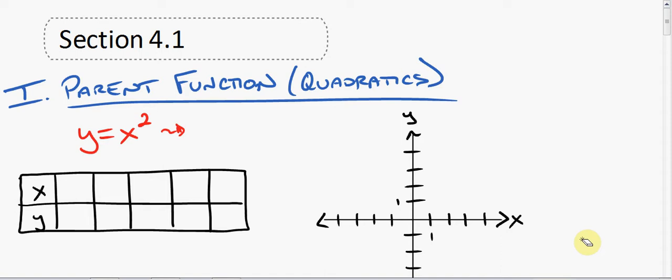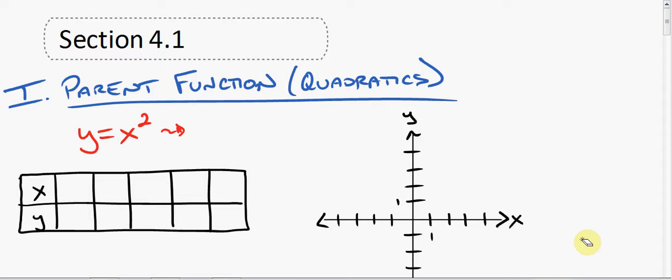This is section 4.1 part 1, and we are going to begin looking at the graph of a quadratic equation. And as always, when we look at a new type of graph, we're going to first analyze the parent function, which we've done for linear equations and absolute value equations. For linear equations, you can remember the parent function was y equals x. And for absolute value equations, the parent function was y equals the absolute value of x.